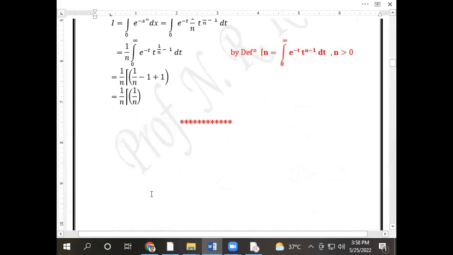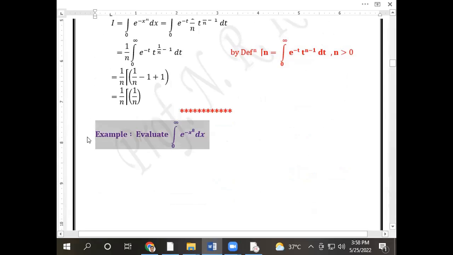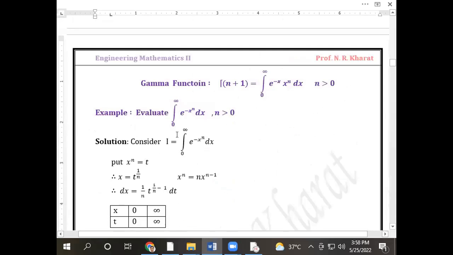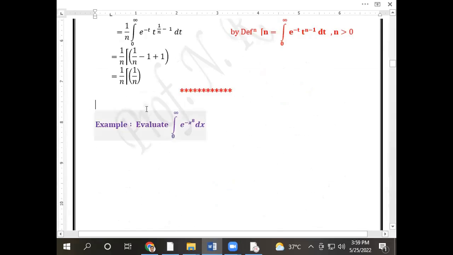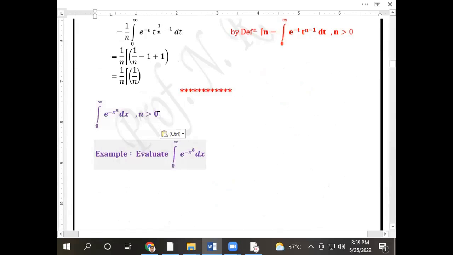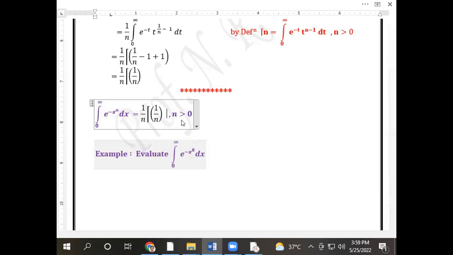So we will define the property here. With the help of this property, we can find the solution. What is the property? The integration of this is equal to 1 upon n gamma of 1 upon n, where n is greater than 0. This is a standard property of this particular term.